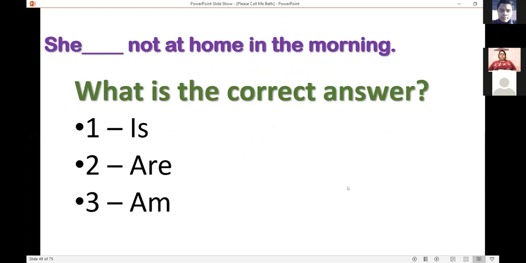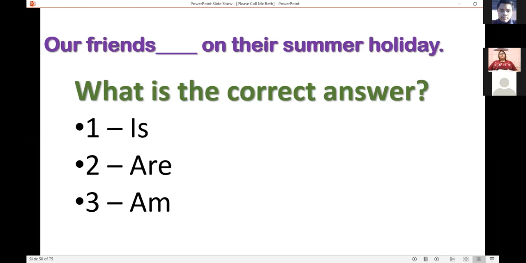Okay, she blank not at home in the morning. What is the correct answer? She is. Okay. She is not at home in the morning. She is not at home in the morning. Everybody repeating? She is not at home in the morning. Good. Let's go. Good. Let's go for number two.